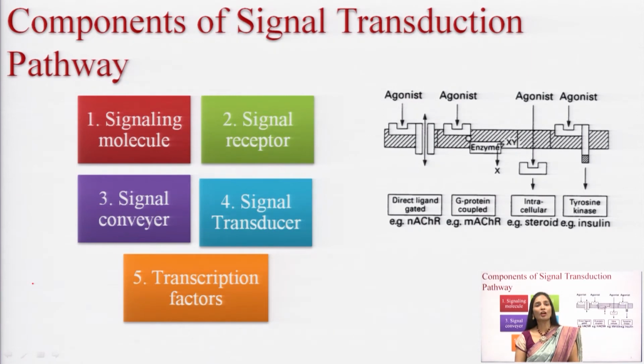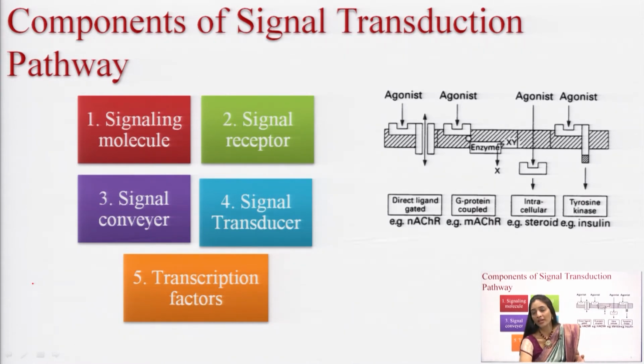What are the components of any signal transduction? There are 5 components in the signal transduction pathway. First is the signal molecule. Second is the signal receptor; the signal molecule binds to the signal receptor. Third is the signal conveyor, which is present on the cell and conveys the signal when the drug binds to its receptor. Fourth is the signal transducer, and fifth is the transcription factor. Once the drug binds to its receptor, the signal is conveyed by the signal transducer and shows the transcription factors. These are the components in the signal transducer pathway.